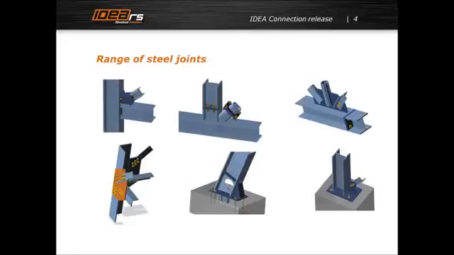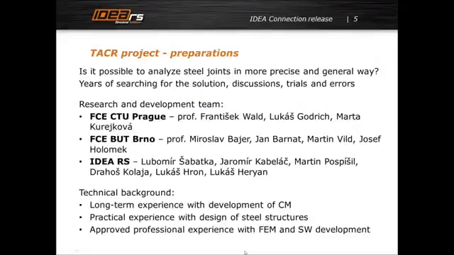This is the range of joints which we are able to solve: open sections, closed sections, welded, bolted, with stiffeners, hinges, etc. These stubs like this, gusset plates, untypical, not typical. Base plates, this we already saw, this we also already saw.